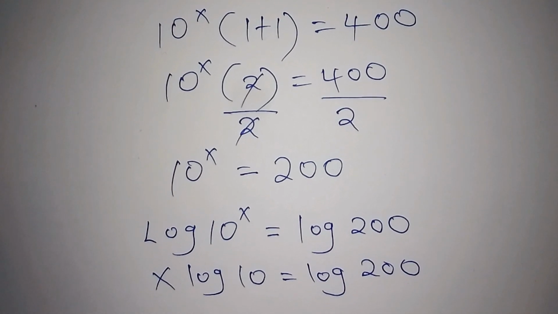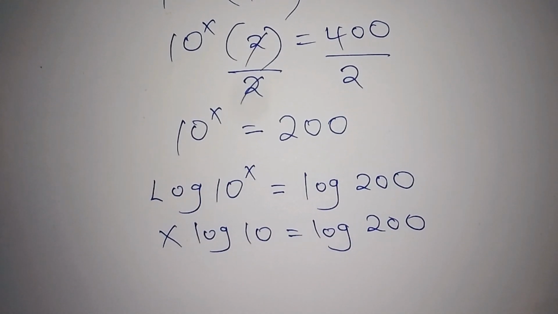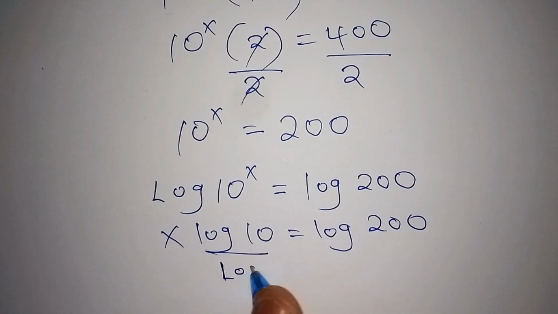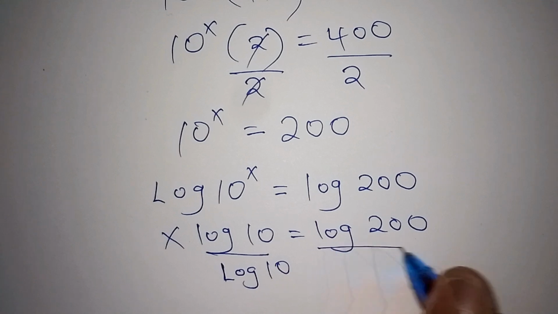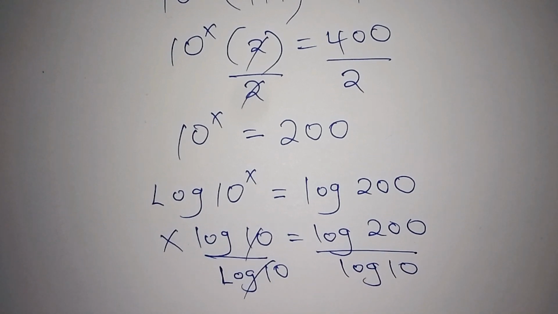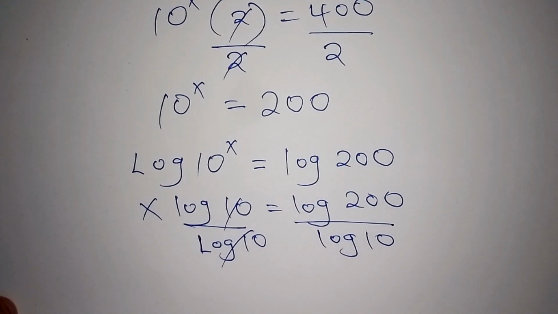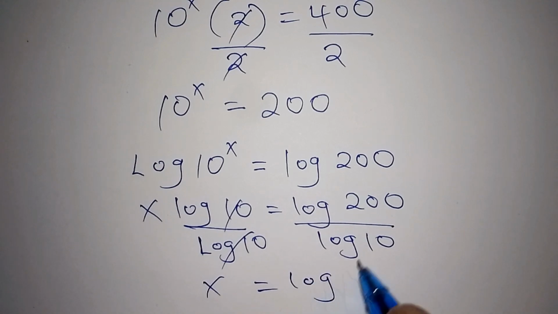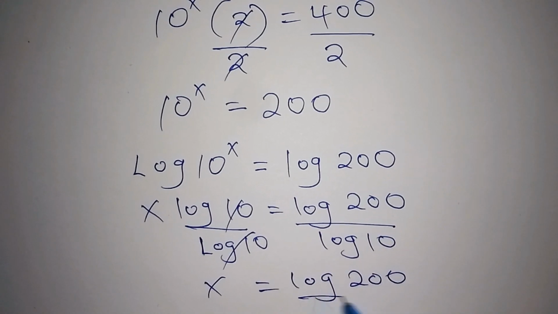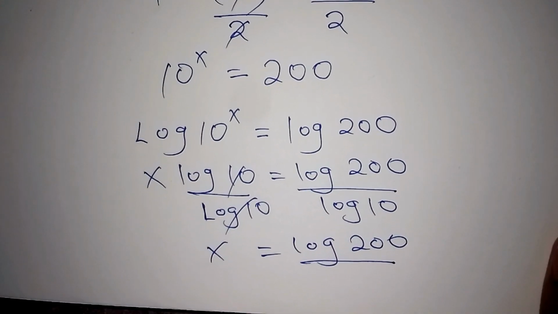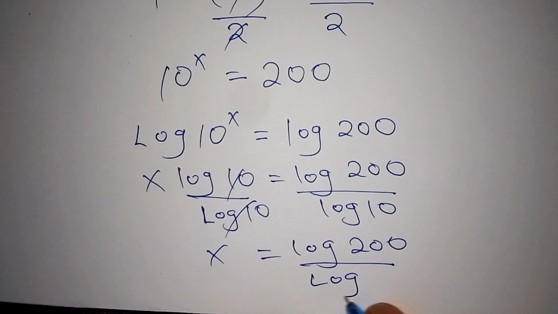In this case, for us to remain with x on that side, we shall be forced to divide both sides by the log of 10. This side also by the log of 10. So the log of 10 and the log of 10 shall cancel each other. In that case we shall have x. So our x is equal to the log of 200 all over the log of 10.